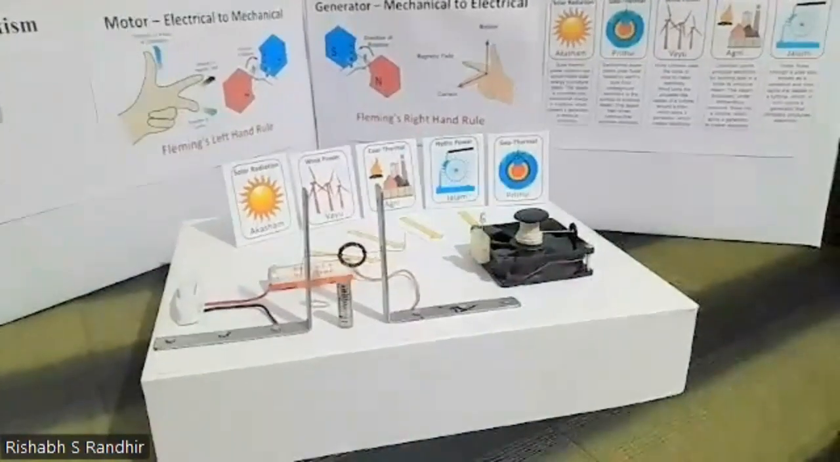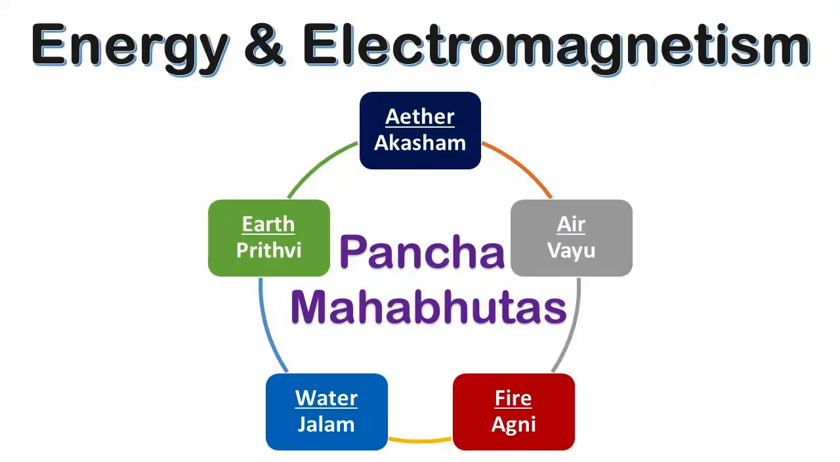So my topic is related to energy and electromagnetism and its relation to Panchamahabhutas. Did you know that Hans Christian Ørsted found out that when an electric current passes through a wire, it creates a magnetic field? This helped future scientists to use this information to work on electromagnetism.